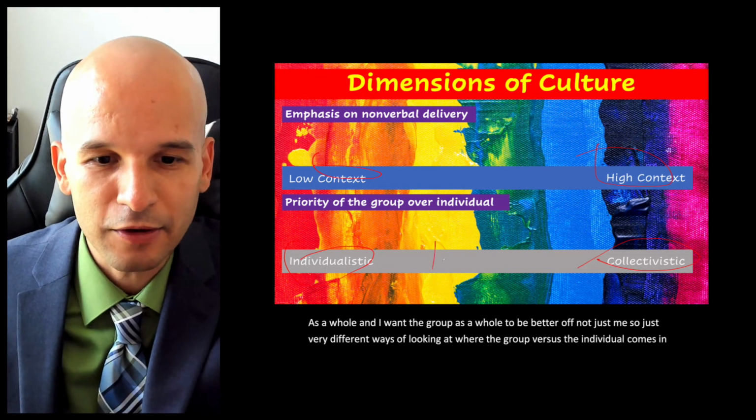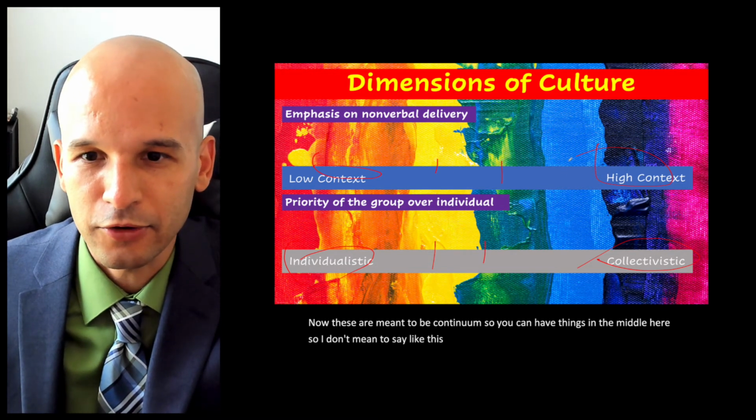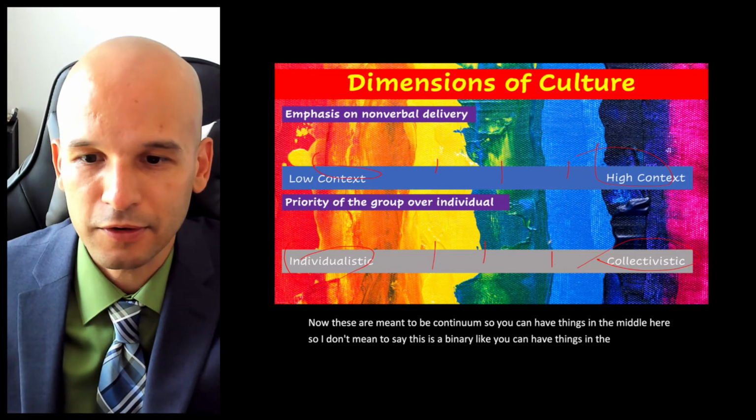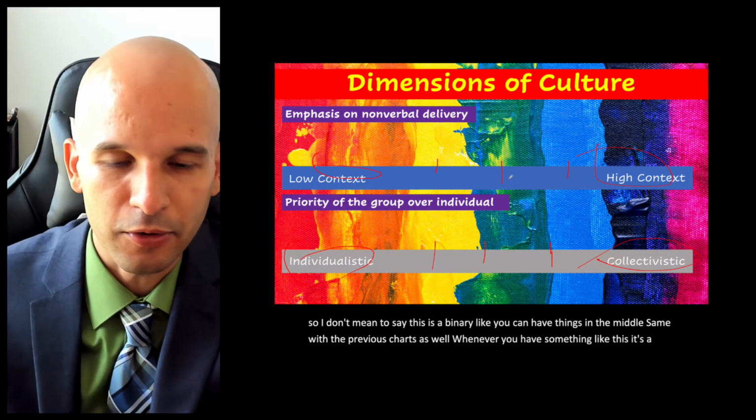Now, these are meant to be a continuum, so you can have things in the middle here. So I don't mean to say this is a binary. You can have things in the middle. Same with the previous charts as well. Whenever you have something like this, it's a continuum. So there can be things in the middle as well.